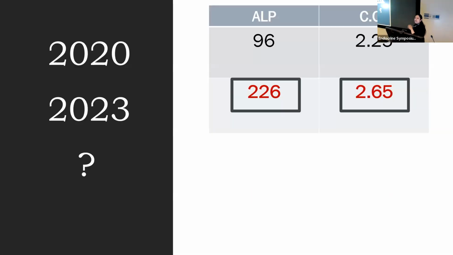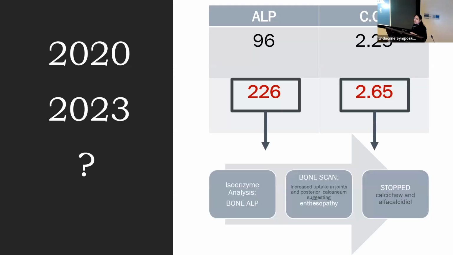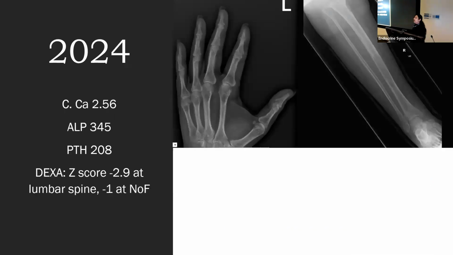So medical management works well for this patient up to 2023, where the corrected calcium starts to rise, and so does the alkaline phosphatase. An isoenzyme analysis reveals that the alkaline phosphatase is coming from the bones. A bone scan does not give us much except enthesopathy. And of course, the calcium and alfacalcidol are withdrawn because the patient runs into hypercalcemia. Problems only worsen over time as this patient makes their way to the right team. The corrected calcium goes up, alkaline phosphatase is high, PTH is over 200 now, and the bones start to show subperiosteal resorption in the phalanges and brown tumors.